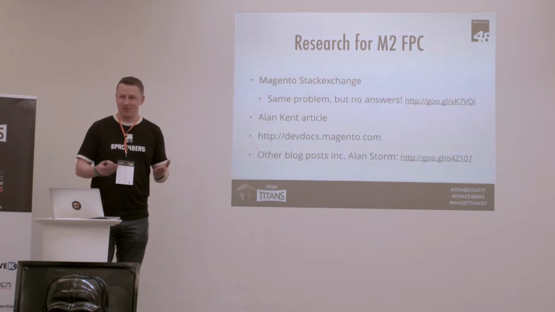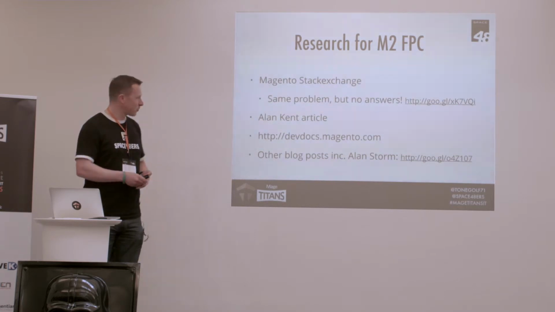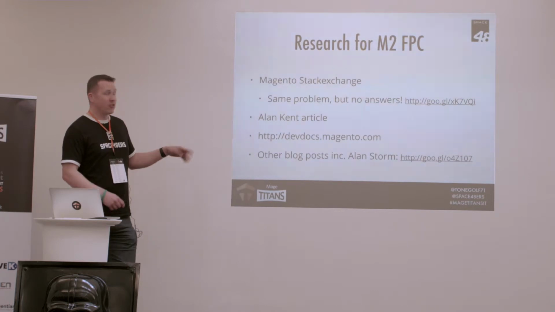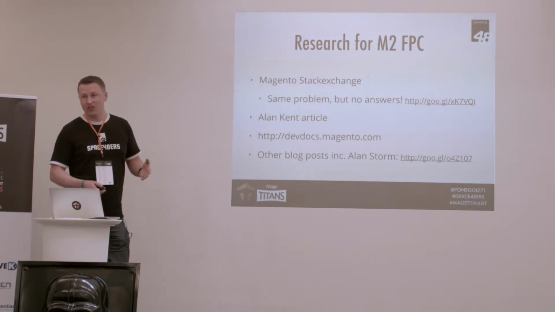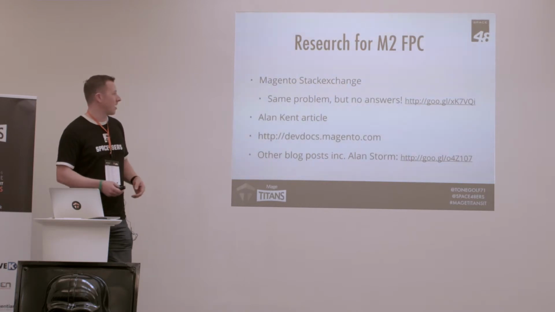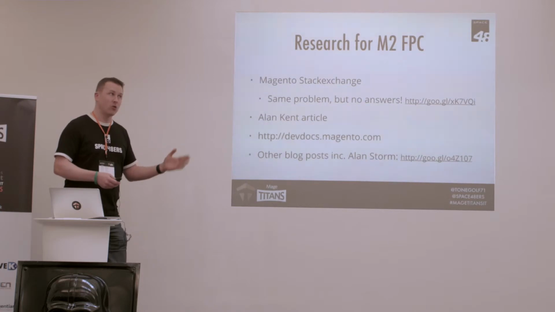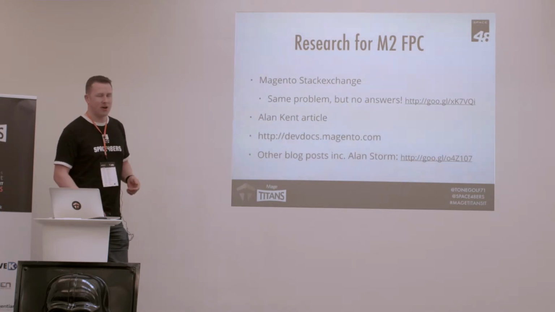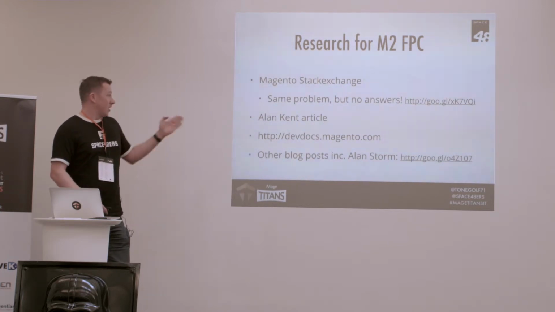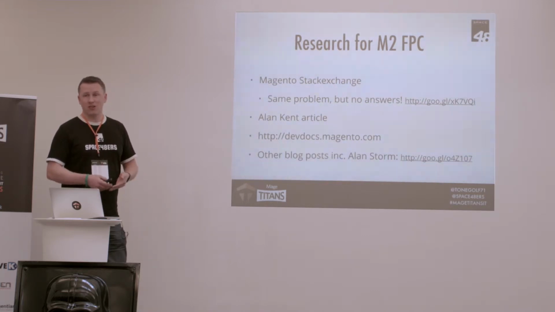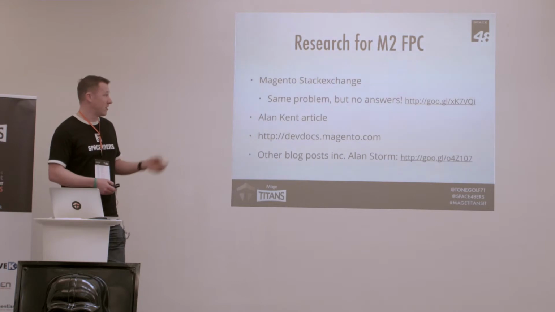I was spending time researching, looking out there, but couldn't really turn up any answers. So then I turned to more research, trying to understand how Varnish works with Magento 2 and how it's put together. I found a very good Alan Kent article, which is an old article, but gave information about how it all works together. The dev docs have been mentioned today. As I said, Magento 2 is in a much better place now. The documentation is very good.